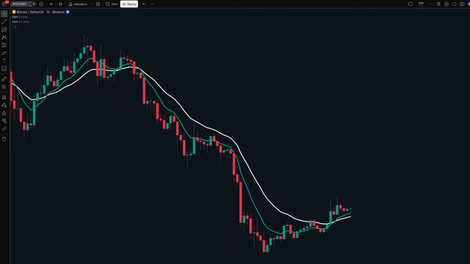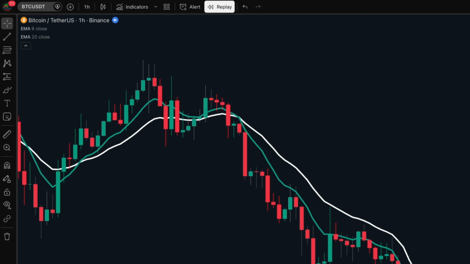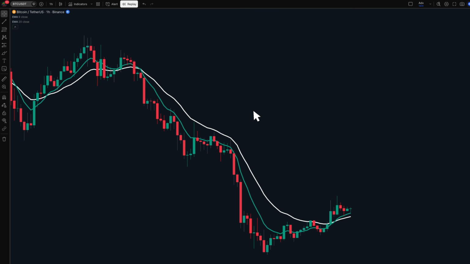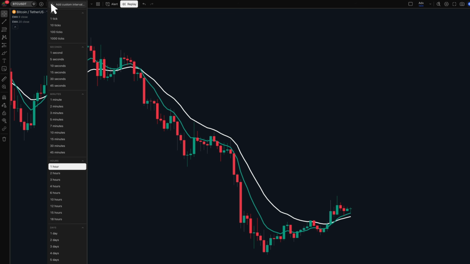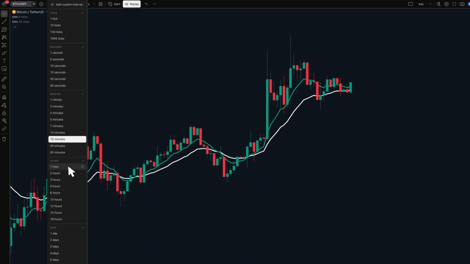So let's quickly go through time frames because this makes a big difference. The 1-hour chart gives the cleanest signals with this strategy. The crossovers are fewer, and the pullbacks are much easier to read. The 15-minute chart works too, and it gives you faster setups, but only with one extra rule. That rule is simple. You check the 1-hour trend first.